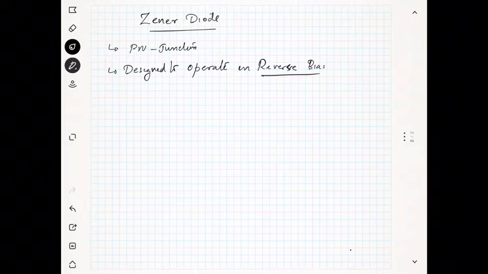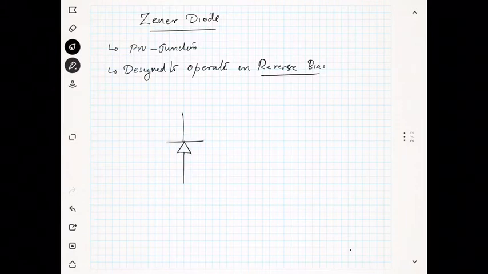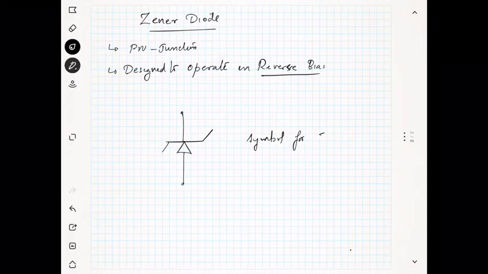First, before that, I will show you the notation. The standard diode is usually represented by the symbol like this. This is the standard diode, but the Zener diode is usually represented using the symbol like this. So this is the symbol for the Zener diode.